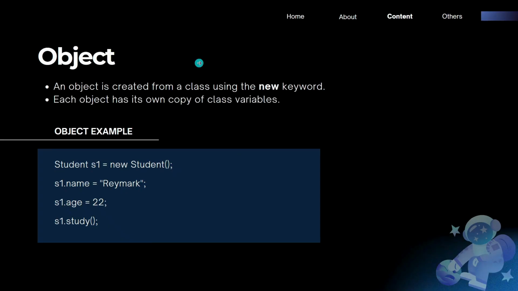Back to our presentation. An object is created from a class using the new keyword. Each object has its own copy of class variables. This is an example of an object. This is the syntax: Student S1, this is user defined, and then new, the keyword, and then Student with a parenthesis that indicates a new instance. And then below, you can access the variables inside the Student class.